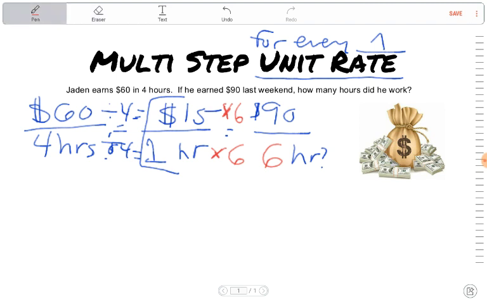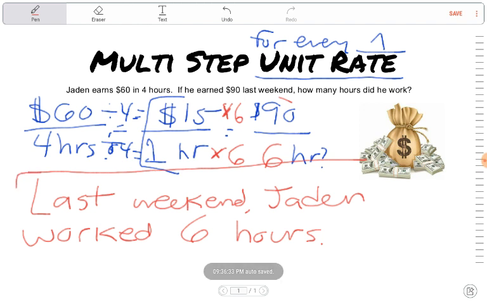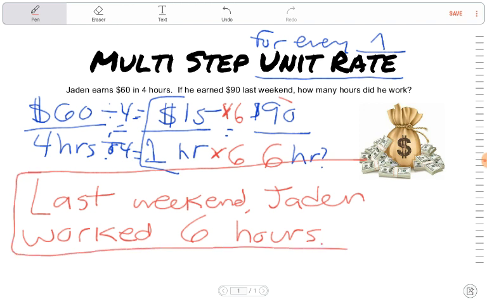We need to write an answer sentence. It's a question with words in it. We need an answer with words in it. So we're talking about last weekend, so I can say last weekend Jaden worked 6 hours. And there you go. That is your final answer. That's how you would answer this question using a unit rate.